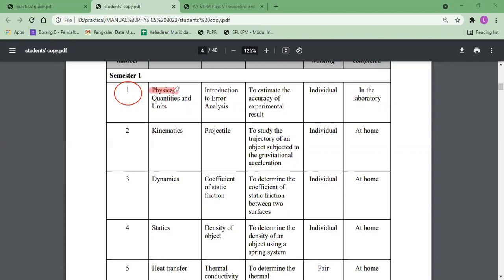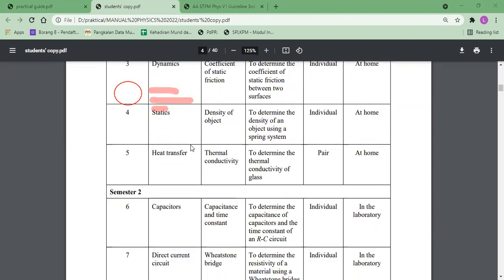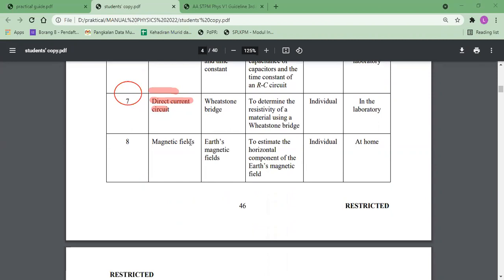For this experiment, we need to do the error analysis for the semester 1 practical. After that we go to experiment number 7. Circle experiment number 7, where it is direct current.